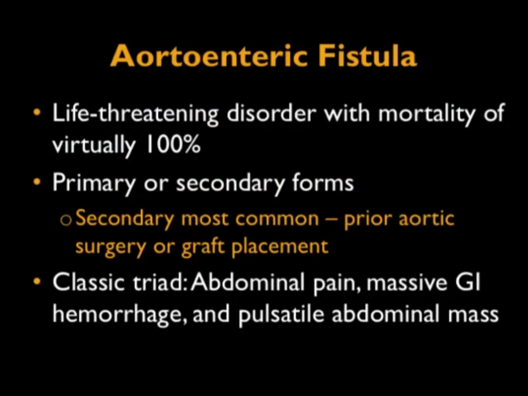The last thing I'll mention is something we see more of now, in part because we're seeing much more vascular surgeries performed and we're seeing patients live longer. And that's aortoenteric fistula. It's a potentially life-threatening disorder with a mortality approaching 100%. Can be primary or secondary. Most commonly, it's secondary. We have a fistula to the aorta secondary to surgery in the aorta, and the communication is to bowel. Classic triad: abdominal pain, massive GI bleeding, and a pulsatile abdominal mass.